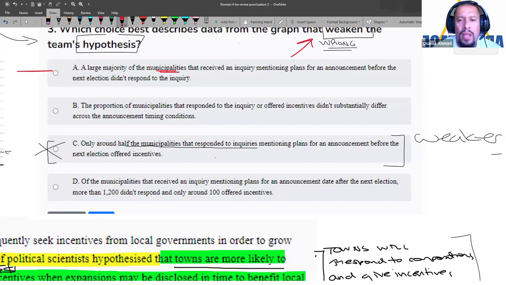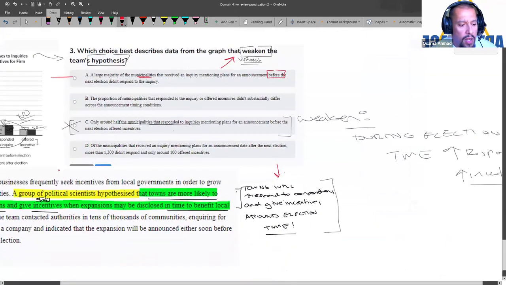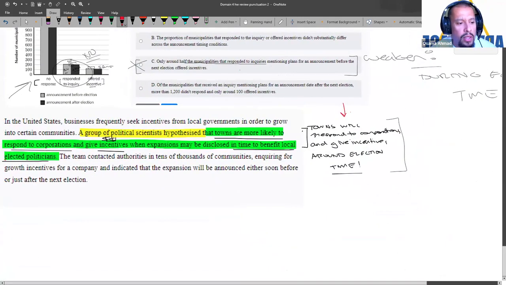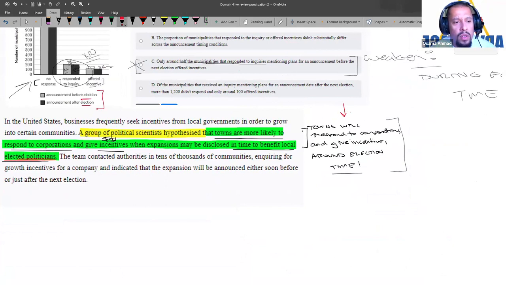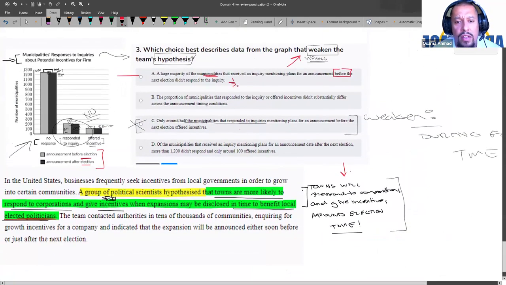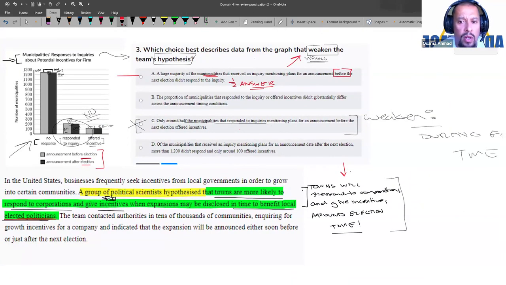Yeah, but it's an incomplete answer because we're not only discussing before, we're also discussing after. Because the hypothesis is that they're benefiting local elected politicians. So it'll be before and after the elections, not just before. So what you're not using is called a half answer. It's not a complete answer here. It doesn't completely weaken the argument.